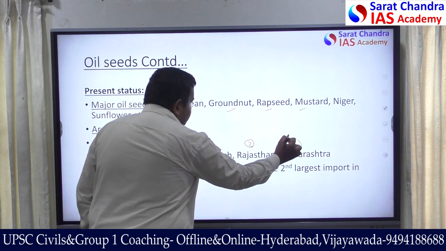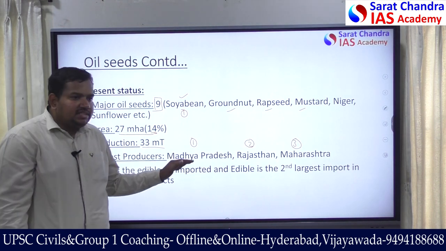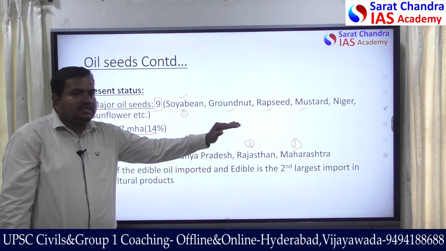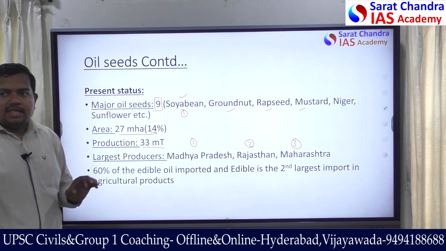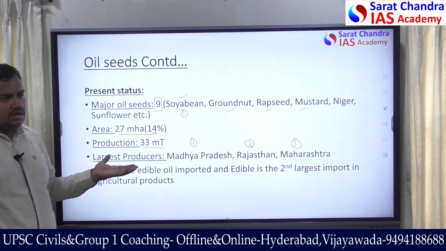And this is important for prelims. So what are the 3 largest producing states in India? Madhya Pradesh, Rajasthan, Maharashtra. This is important for prelims. They can ask in the decreasing order or increasing order.